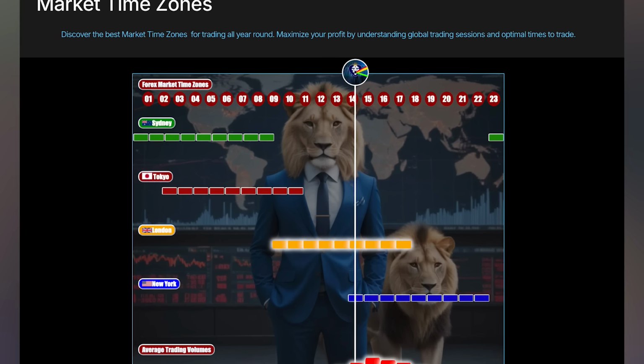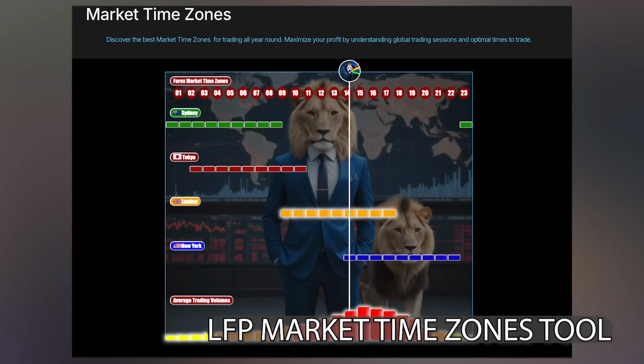You need this free tool. This is for free. You don't need to buy anything. You need a tool that can show you the market sessions. And the first tool you need is this Lionheart Funding Program Market Sessions tool. All right, it's a free tool.